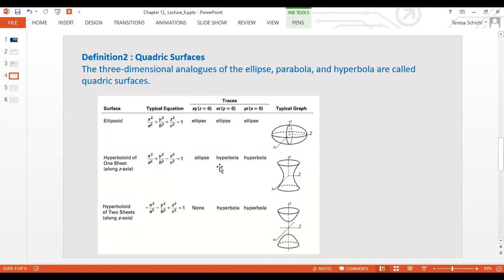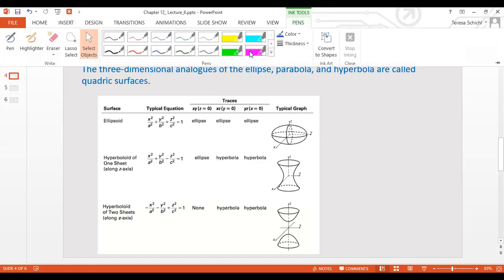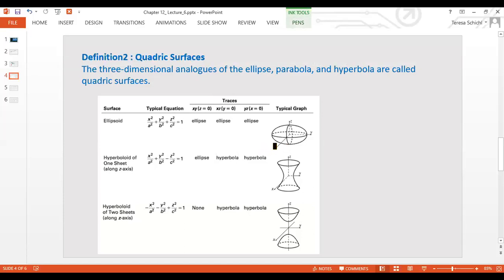So basically the key thing when you look here is that you still look at the traces. If you let one of the variables become 0, then you see what the trace is. Another thing you might want to pay attention to is what the graph looks like. For example, this is the hyperboloid. Here the z is the one with the negative sign, right?